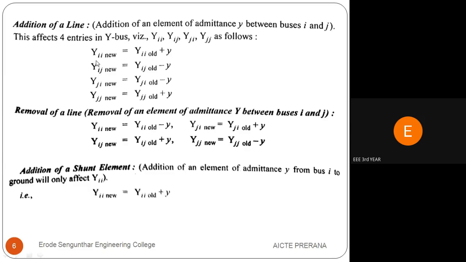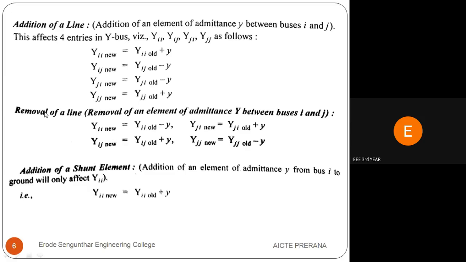Here Yii(new) and Yjj(new) are the diagonal values, and Yij and Yji are the non-diagonal. In the diagonal we are adding, and in the non-diagonal we are subtracting. For removal of lines, if we want to remove any element from the network, we can remove it, no problem, but you have to subtract. While removing, it's just the reciprocal of adding lines. Here we subtract in the diagonal values and add in the non-diagonal values.